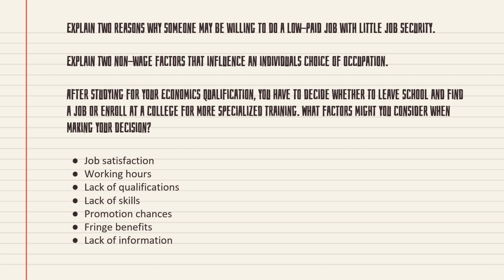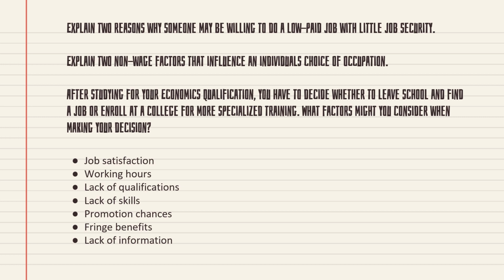Third one is lack of qualification. For example, why is a person willing to do a job even though it is low pay? That is only because that particular person has a low qualification. That may be the reason. Then I explained two non-wage factors that influence individual choice of occupation. Actually, an individual's choice of occupation is based on their qualifications. If they are well qualified, they will select those kinds of jobs. If they are not educated that much or their skill level is comparatively low, they will select a low-paid profession. So that's what they are saying.